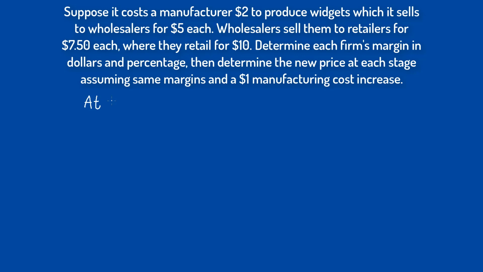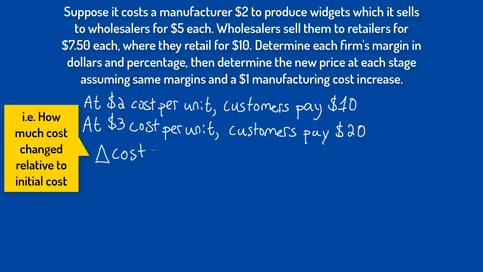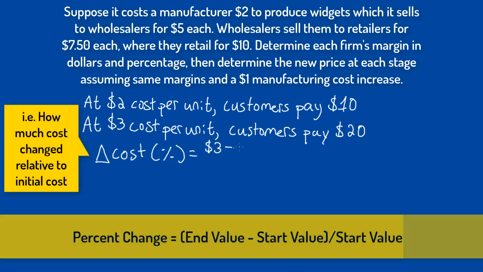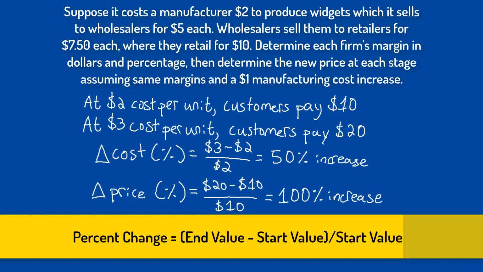This example reveals to us the significance of a price change along the supply line. At $2 cost per unit, customers pay $10, but at $3 cost per unit, customers pay $20. The percent change for the cost was a 50% increase, but the percent change for the price was a 100% increase, showing that the price customers pay is very sensitive to the manufacturing cost.